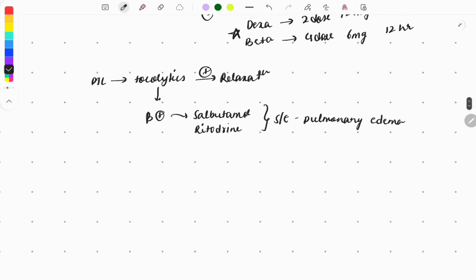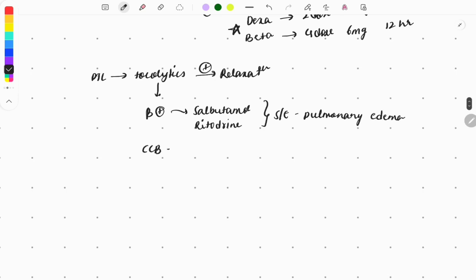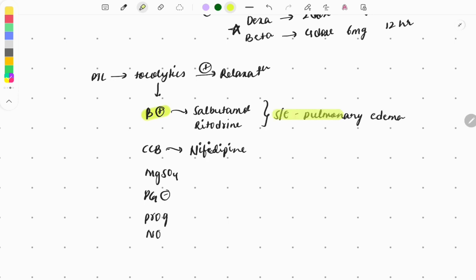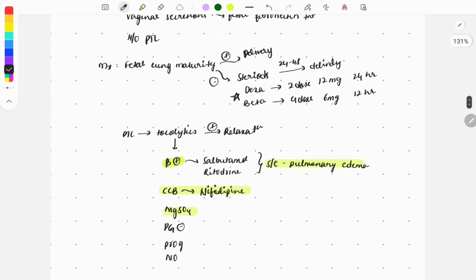Okay. Then the other drugs, calcium channel blocker, nifedipine, is the drug of choice for preterm labor. Then the other examples are magnesium sulfate, MgSO4, then prostaglandin inhibitors, oxytocin antagonist, progesterone, and then nitric oxide. So you just need to remember two things from this. First the beta agonists and their side effects, and the calcium channel blocker, nifedipine, and MgSO4. Then this was all about the management. How will you manage the patient?